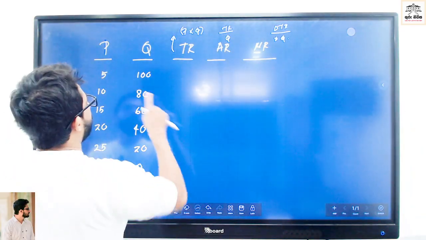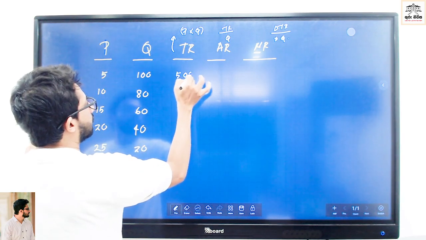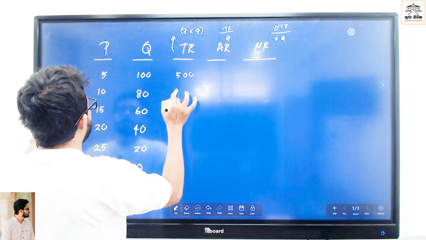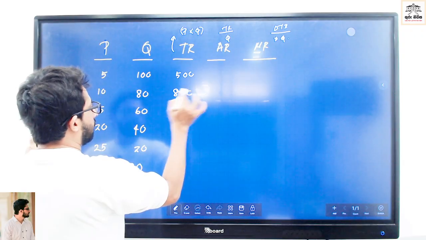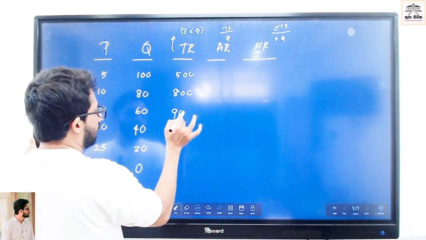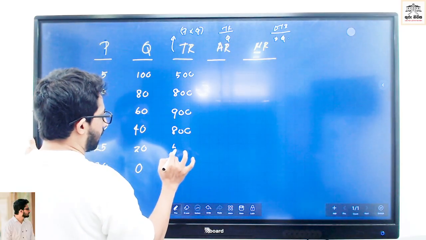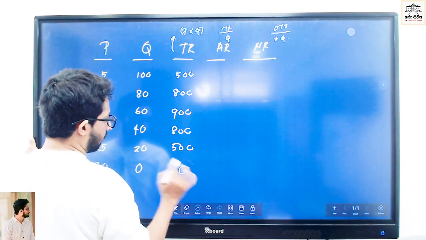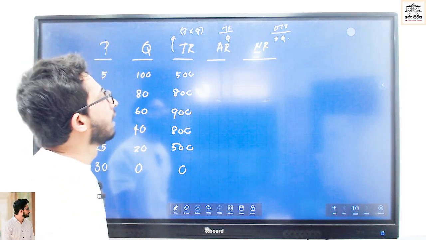What are the values, Deepna? Here, total revenue, price into quantity, 5 into 100, 500. Here 800, 900, 800 again, 500, and 0. This is total revenue. Average revenue, how to calculate average revenue?